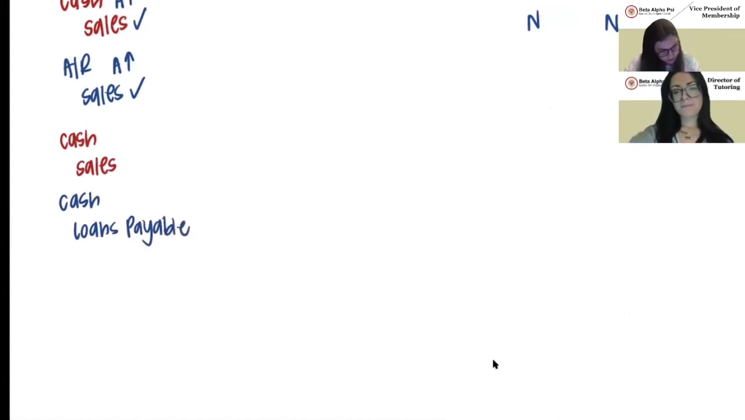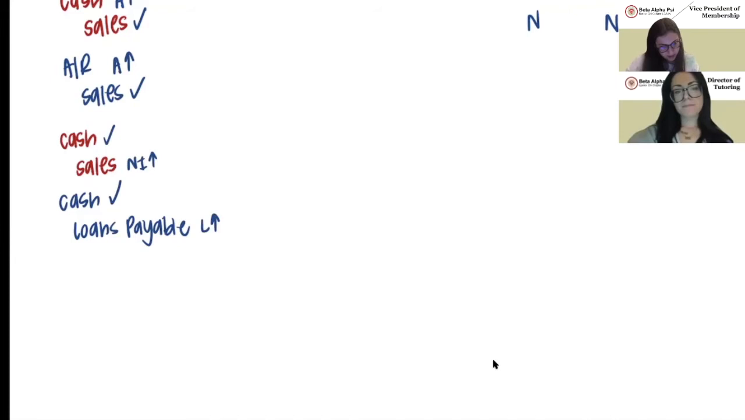So the debit to cash was correct, so we can mark it off. We don't need to worry about that. But the credit was incorrect. Our sales are revenues and they increase our net income, so we're going to put an NI with an up arrow. But our loans payable, that's a liability, right? We owe the bank back that money when the loan is done. So a credit to a liability account will increase it.